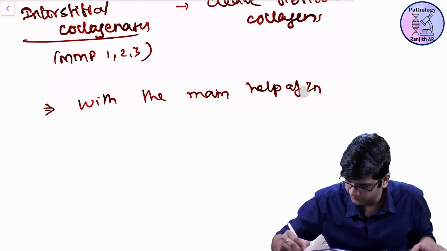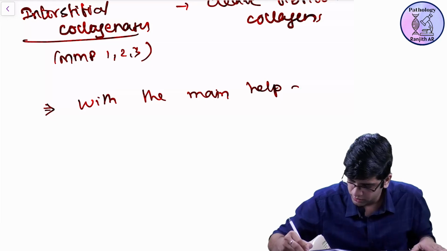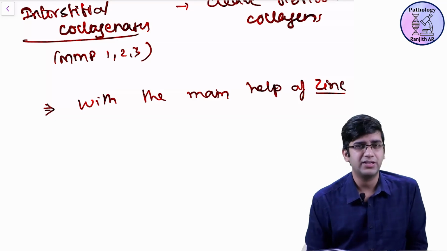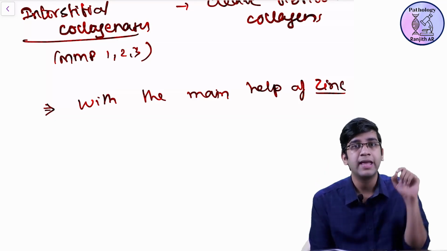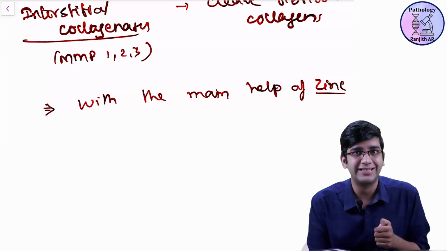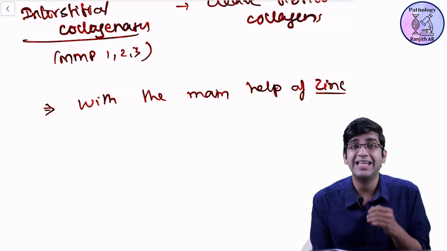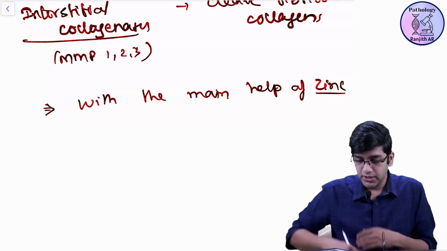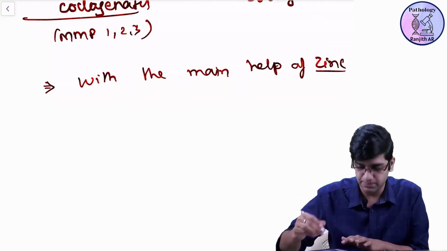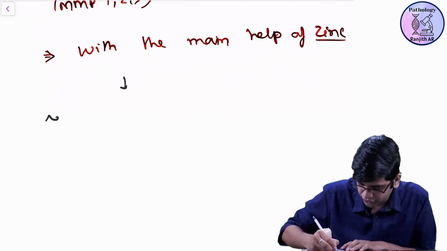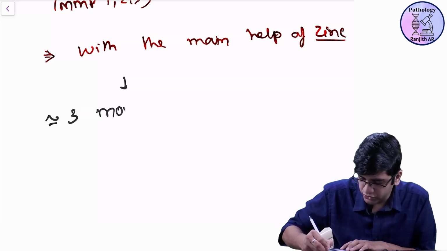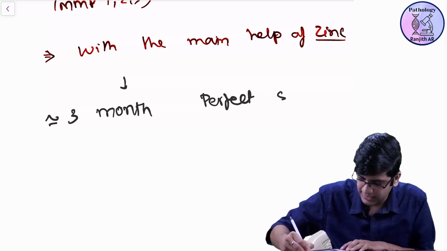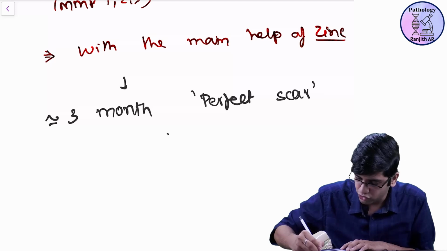Zinc and a few more minerals as well, copper a little bit, zinc as well. So when I have a deficiency of them, my MMPs cannot function perfectly. When they are not going to function perfectly, I may have a defect in wound healing. That's what I'm heading to, right? So once the remodeling is perfect, at and around 3 months approximately, I'll have a perfect or a strong scar.